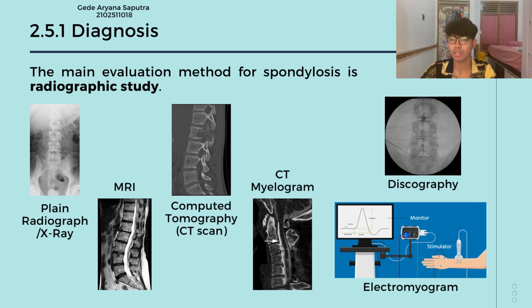And then magnetic resonance imaging or MRI, which produces a more detailed structure but has its drawback, which may sometimes produce a false positive result. And then a computed tomography or CT scan, which is less sensitive than MRI but proven useful for patients that have a contraindication to MRI. And then a CT myelogram, which is basically a CT scan with injection of contrast or myelography. And then a discogram, and finally electromyogram.